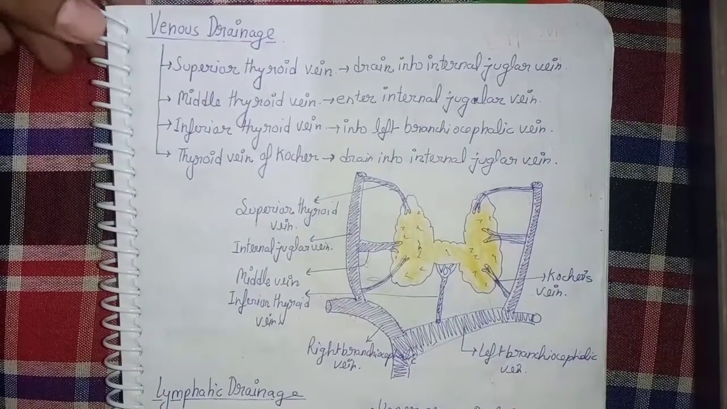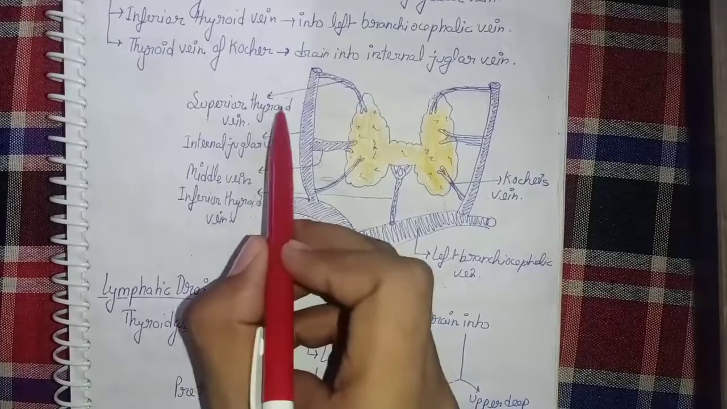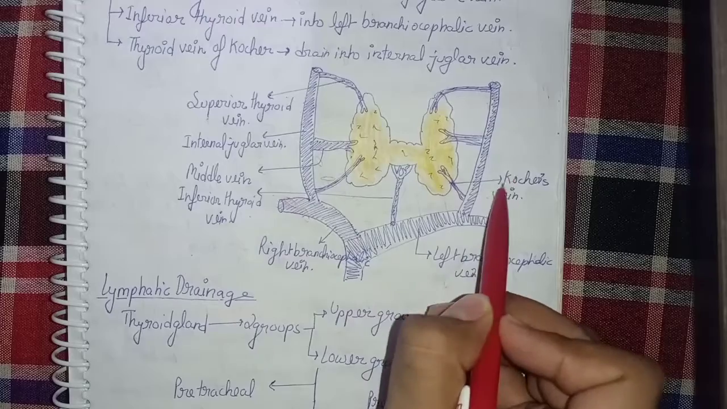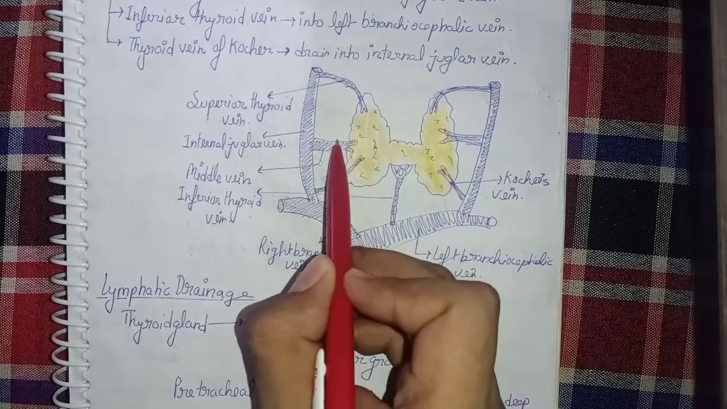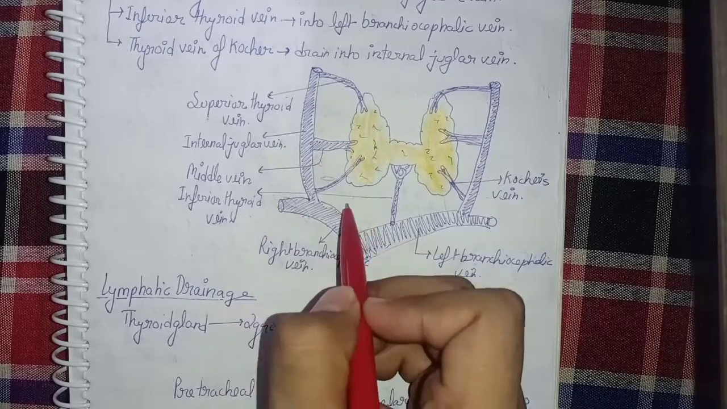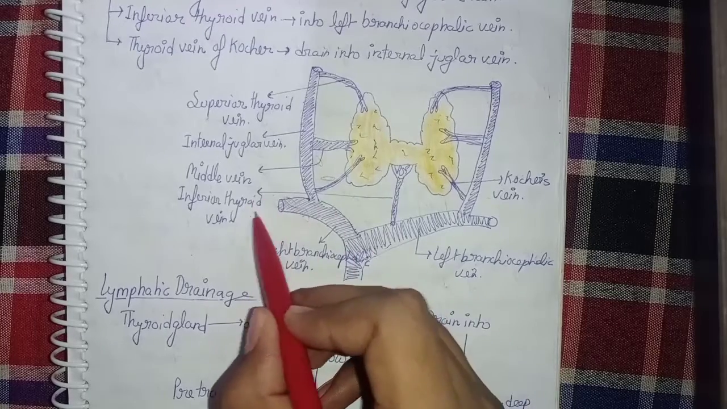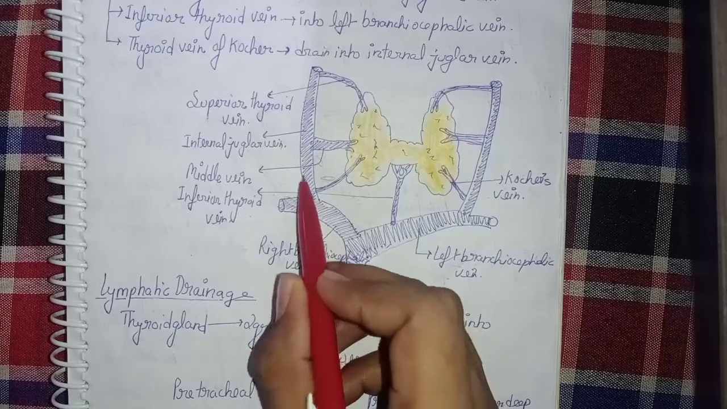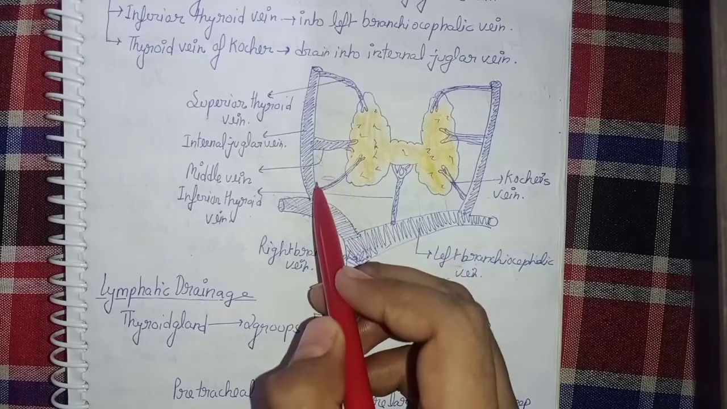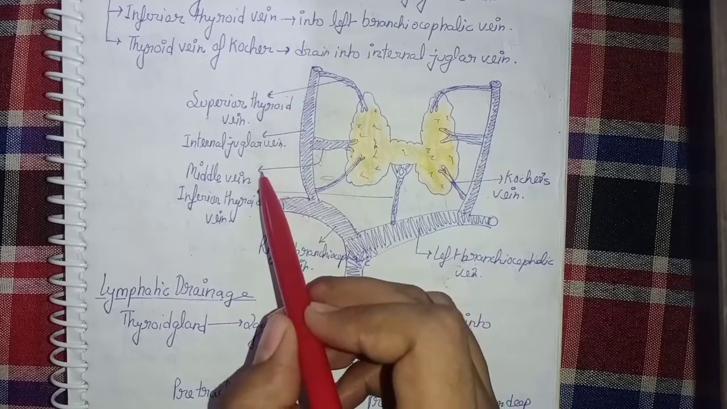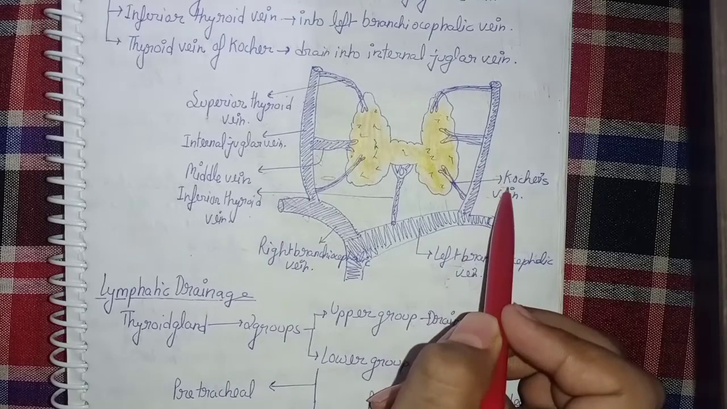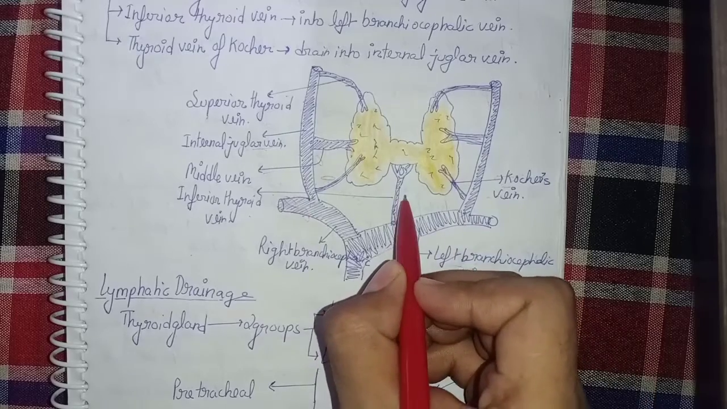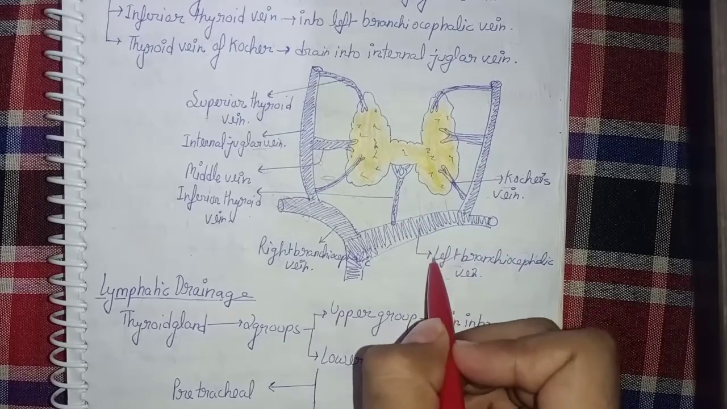As you can see in the diagram of venous drainage of the thyroid gland, the superior thyroid vein, the middle vein, the inferior thyroid vein and the thyroid vein of Kocher basically drain into the internal jugular vein, but the inferior thyroid vein will drain into the left brachiocephalic vein. This is the right brachiocephalic vein, whose branch is the internal jugular vein. These three, the superior thyroid, the middle vein and the thyroid vein of Kocher, will drain into the internal jugular vein. However, the inferior thyroid vein will drain into the left brachiocephalic vein.